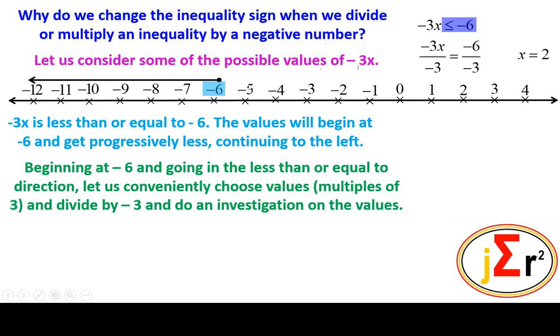A possible value of negative 3x, as we can see, will begin here and continue in this direction. A possible value is therefore negative 6. If negative 3x is equal to negative 6 and we divide both sides by negative 3, the result will be x is equal to 2.